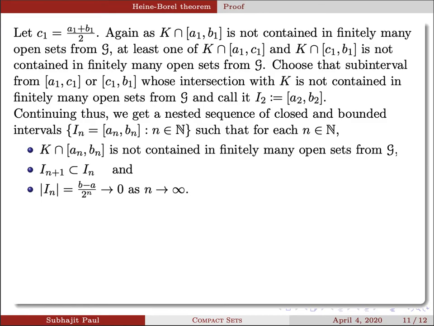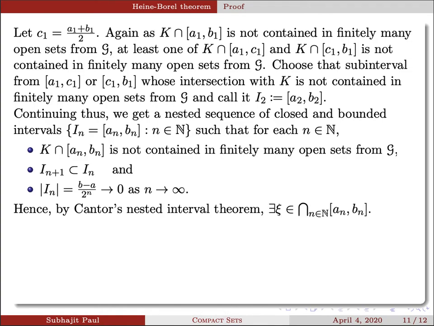Okay. Now, by my last lecture series, this is Cantor's nested interval theorem, and these last two properties are the hypothesis of Cantor's nested interval theorem, and this says that the intersection of all these intervals is non-empty. There is a point xi in the intersection of all of them, right? This is guaranteed by the nested interval theorem by Cantor. Now let's see what this xi does. How does this xi behave?